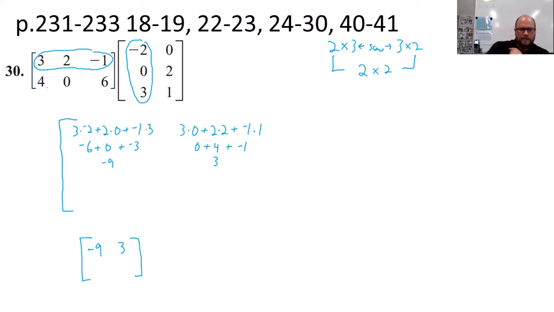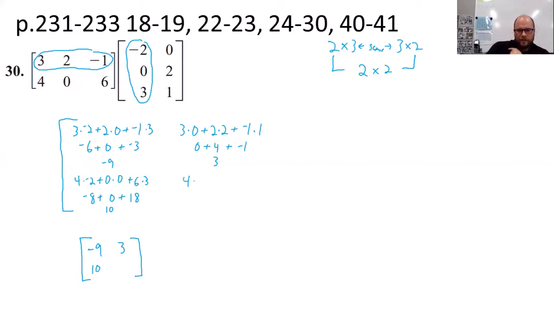On the next line, so now second row, first column. 4 times negative 2, 0 times 0, 6 times 3. 4 times negative 2 is negative 8. That's still 0. This is 18. 18 and negative 8 gives us 10. The bottom corner is 10.